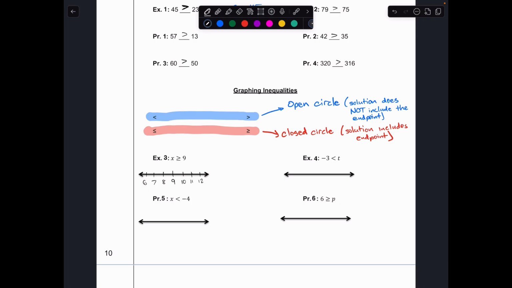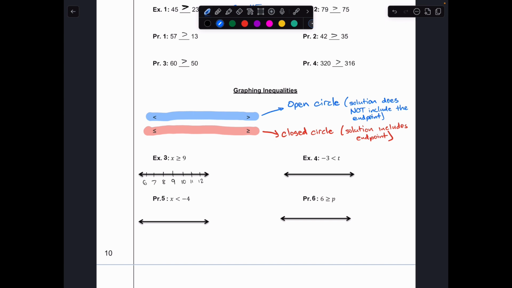I don't mind. But we need to graph this inequality now. And if we're going to graph x is greater than or equal to 9, that's what these notes here represent. If there's no or equal to, if it's just less than or just greater than, we make an open circle, and that means we're not including the endpoint. But since this example has a line underneath the greater than symbol, we're talking about greater than or equal to, our graph needs to have a closed circle, which means our solution includes the endpoint.